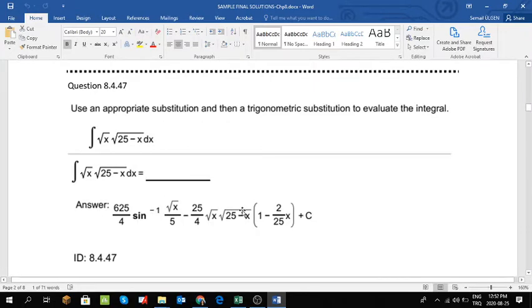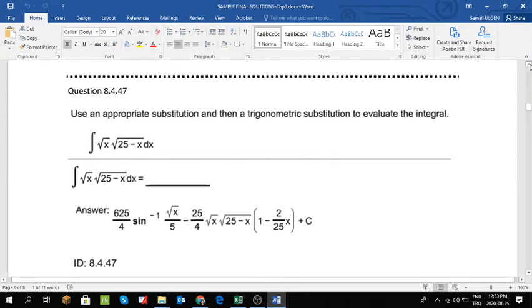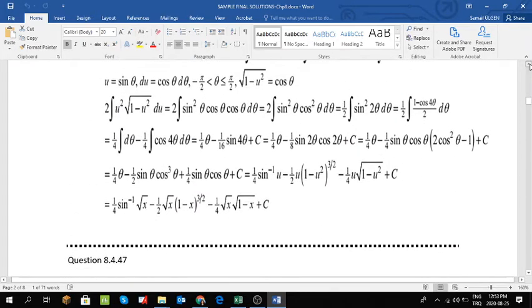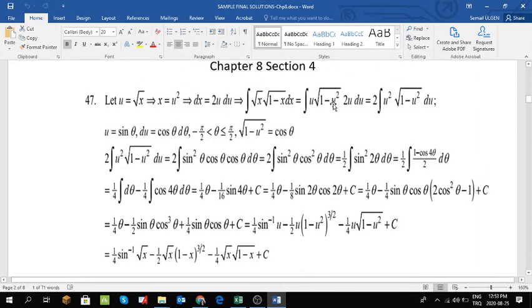Okay, so chapter 8, section 4, question 47. Use an appropriate substitution and then a trigonometric substitution to evaluate the integral. So we have the integral of square root of x times square root of 25 minus x dx. Let me solve a similar question to this. Look at that. The integral we are interested in, the integral of square root of x times square root of 1 minus x dx, right? The question is very similar.